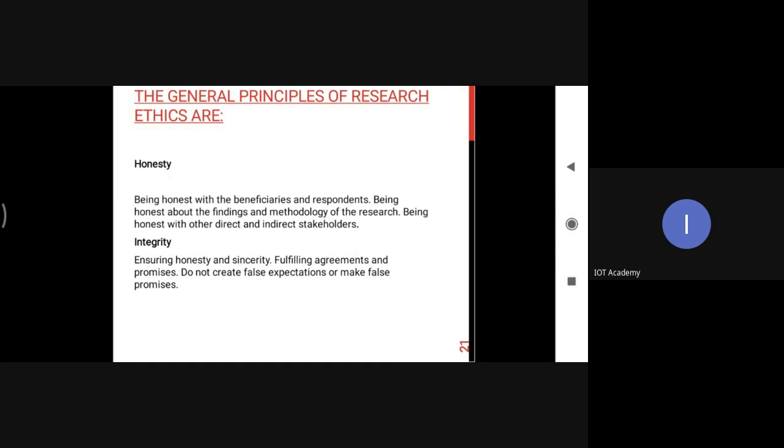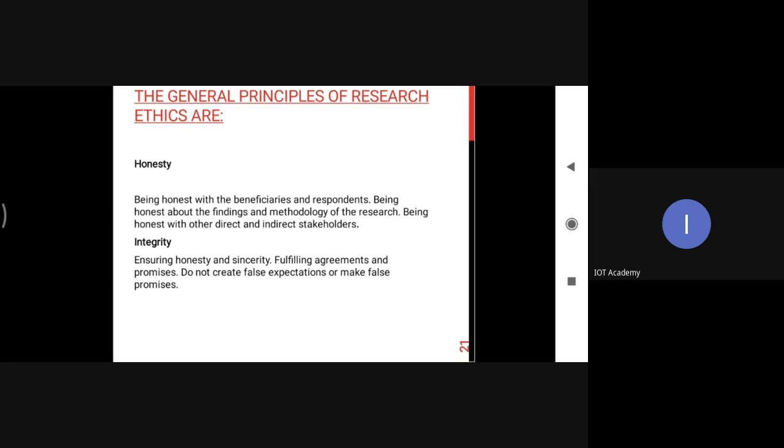Now, of course, the research participants must be aware why the study is being done, whether they have the right to participate in that, what are the possible risks or the benefits that they are going to get out of that research, or in case they are being involved in the research, what are the limits of the confidentiality, or in case they have got any query, how they can be contacted. So you have to be honest as a researcher that you are able to answer all these questions or queries related to the research to our participants.